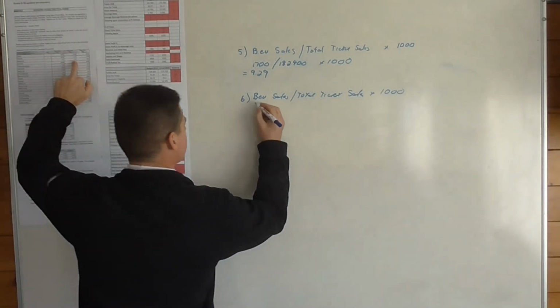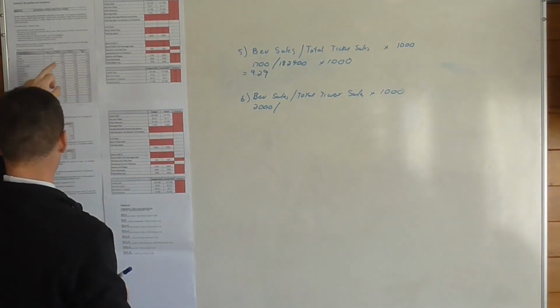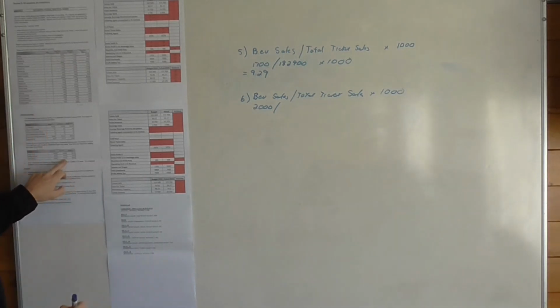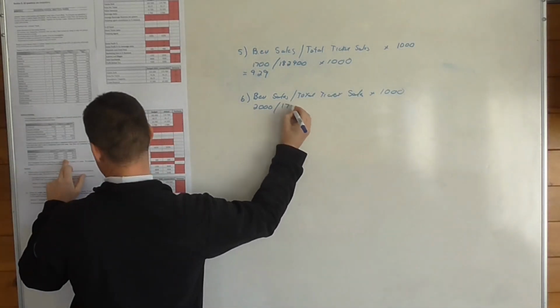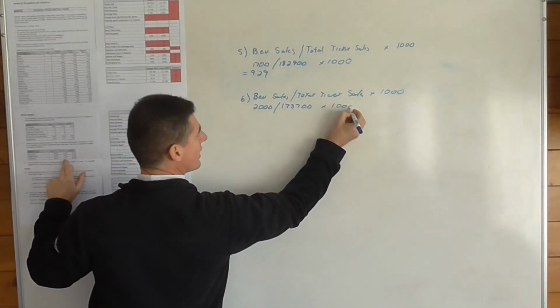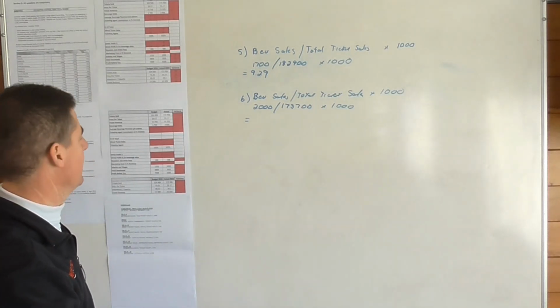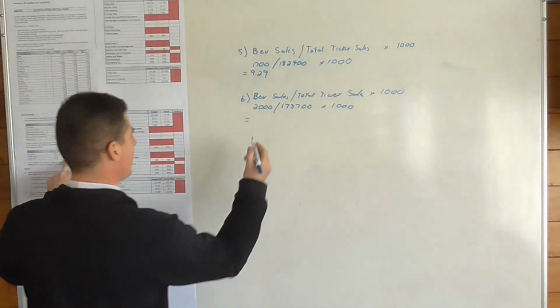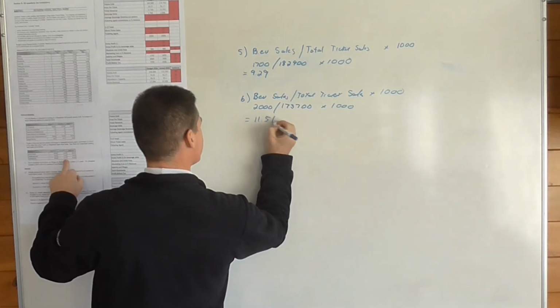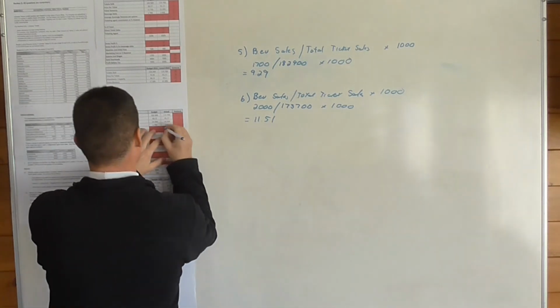It's 2,000 divided by your total ticket sales. Here we go again to page 6. You'll get there at point number 2. You'll see total tickets sold. So that's 173,700 multiplied by 1,000. So that's 2,000 divided by 173,700 multiplied by 1,000. That's 11.51. Okay, so let me put this in.